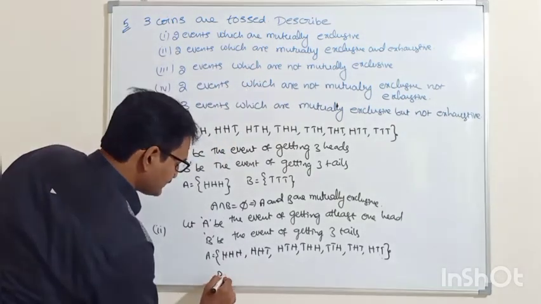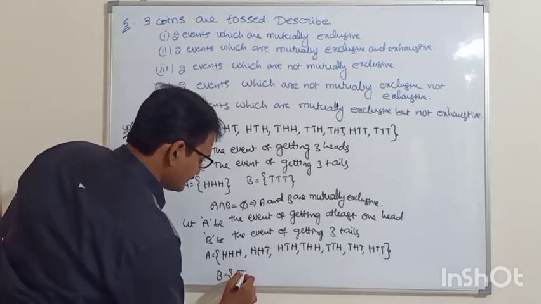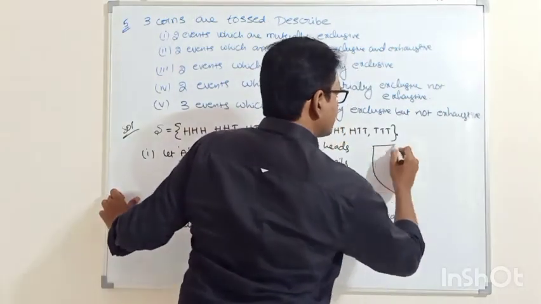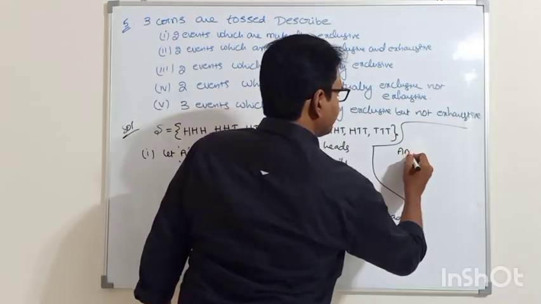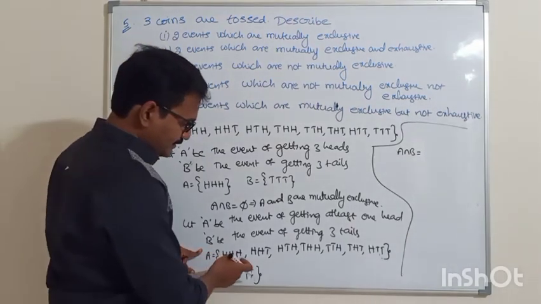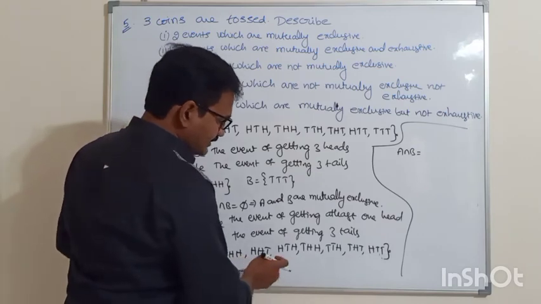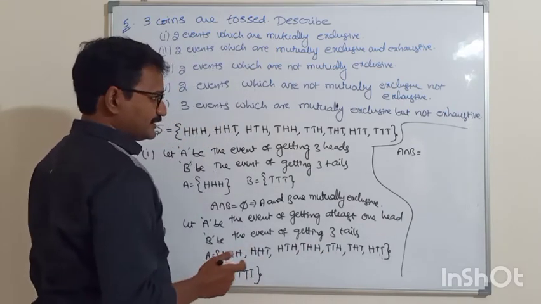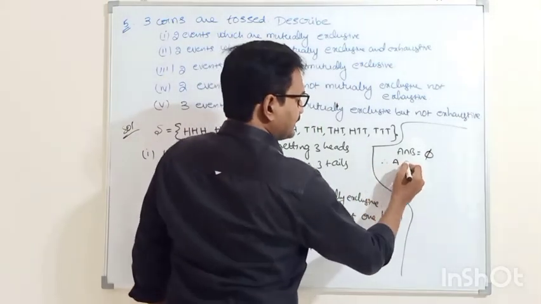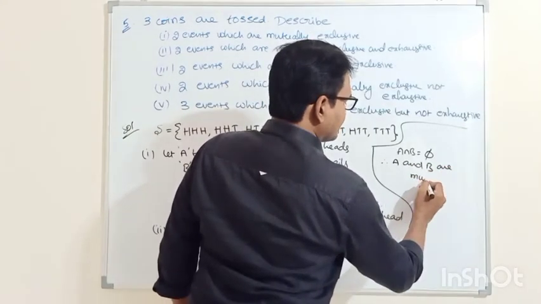Next, what is set B? Set B denotes the event of getting three tails. Now, if you observe A intersection B, for A and B, here any tails are there? No tails are there. Here triple tails are there. Here triple T is not there. Therefore, A intersection B equal to how much? Null set. Therefore, A and B are mutually exclusive.